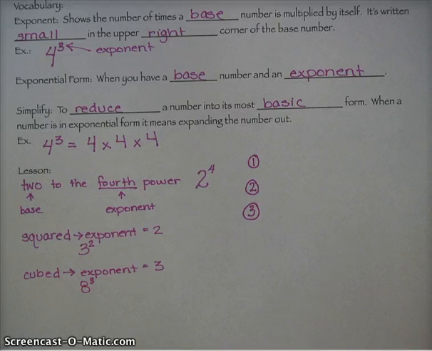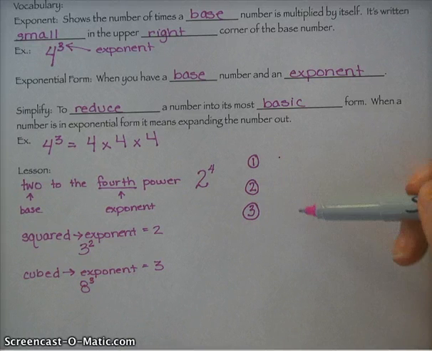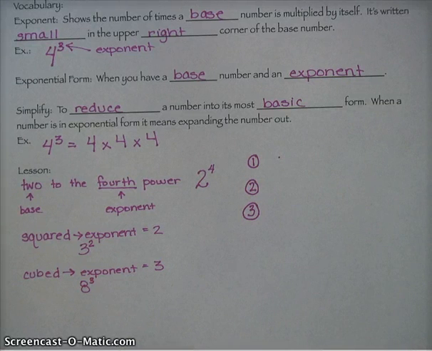Okay, so now I'm going to go ahead and I'm going to say a number, and I want you to write it here in exponential form. So if I said the number 5 to the 5th power, write that next to number 1. Number 2, I want you to write 8 to the 6th power. And number 3, I want you to write 2 to the 9th power. So go ahead and write those down real quick. If you need to rewind so you can hear them again, go ahead and do that.